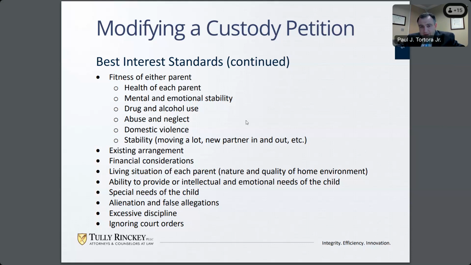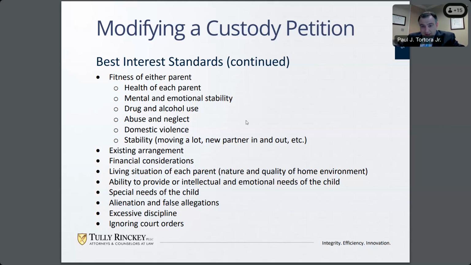Stability: is one party moving around a lot? Are they constantly moving new boyfriends or girlfriends in and out? Are they providing a regular schedule and routine, regular dinner time, bath time? If it's a young child, potty training, things like that. Are they providing a stable environment for the child?